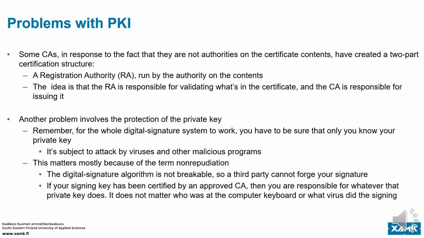Some certificate authorities, in response to the fact that they are not authorities on the certificate contents, have created a two-part certification structure: a registration authority run by the authority on the contents. The idea is that the registration authority is responsible for validating what's in the certificate, and the certificate authority is responsible for issuing it. Then, yet another problem involves the protection of the private key. For the whole digital signature system to work, you have to be sure that only you know your private key. So then, how do you protect it?